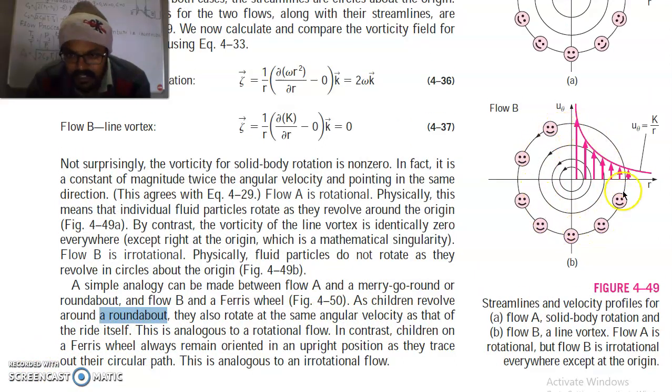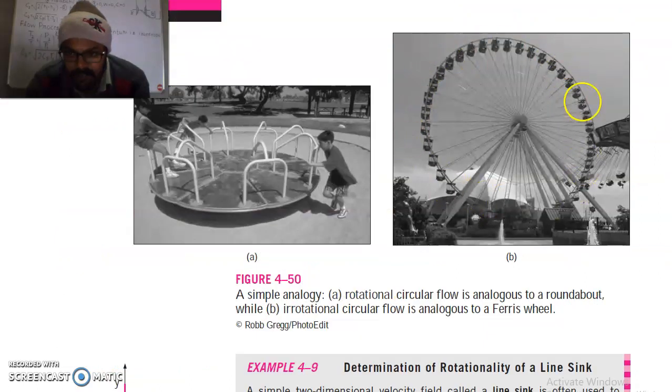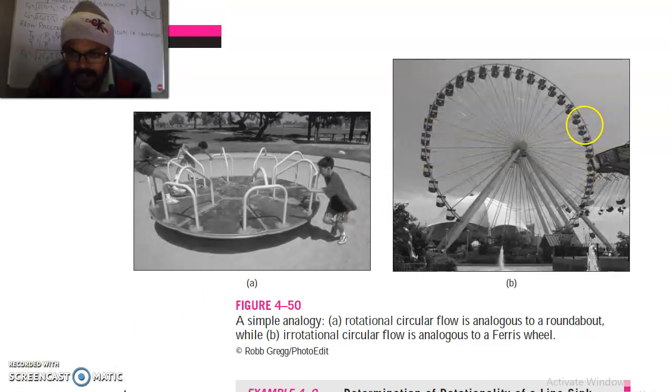And this line vortex flow is analogous to a Ferris wheel, in which the children or passengers are always pointing in the upward right direction as they trace out their circular path. It means the children are moving in a circular path, but their direction is always pointed rightward. So you can compare these two flows with the help of this example.